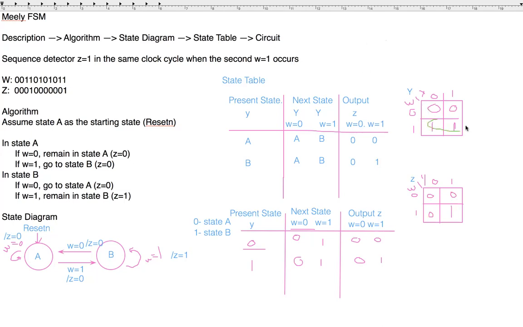Okay, now let's circle these. Here I can group these two together. Here I can just group this one. This big Y is going to be equal to, and then let's look, that'd be just W. This Z is going to be equal to Y and W, lowercase. Okay, we got those equations made. We can now make our circuits. So let's go to our circuit building.